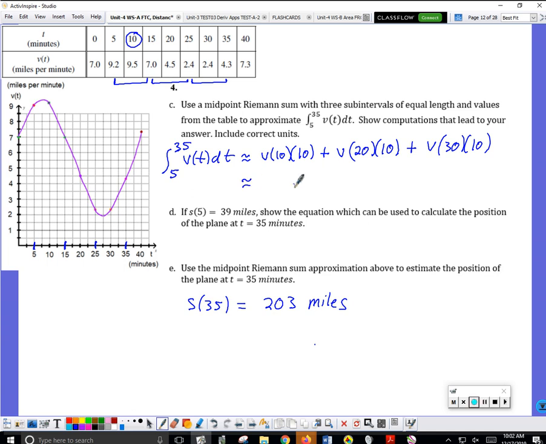So V of 10 is 9.5, times 10. V of 20 is 4.5. V of 30 is 2.4. Now that I've written it, let's check.